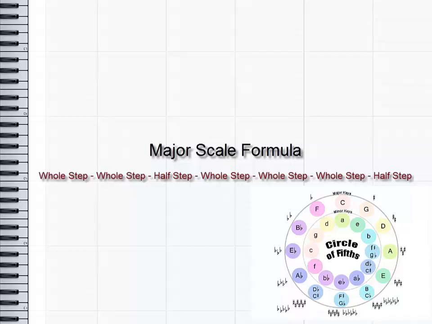Starting on A flat, also known as G sharp, let's count up through the scale as we would play B major, but this time starting on A flat or G sharp. A flat, A sharp, C sharp, D sharp, F sharp, and back to A flat, or G sharp.